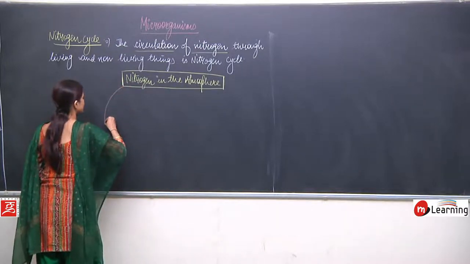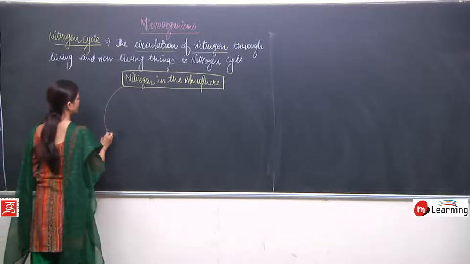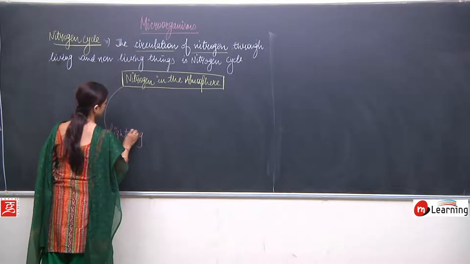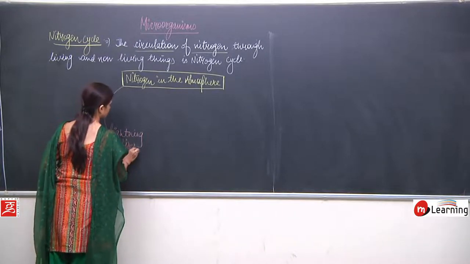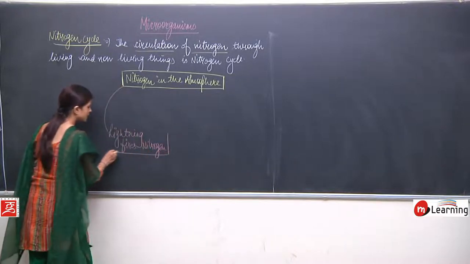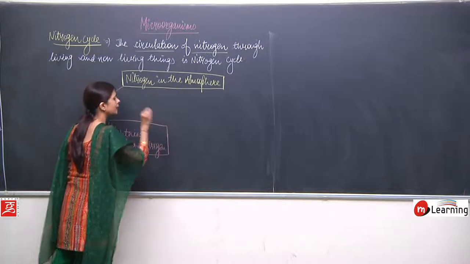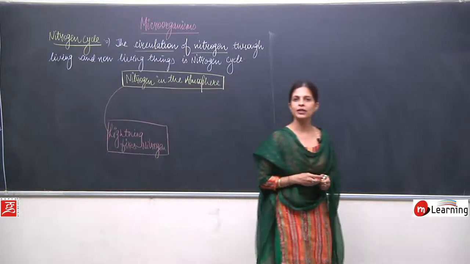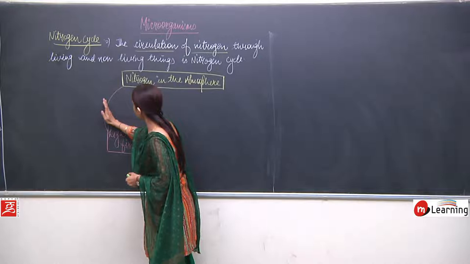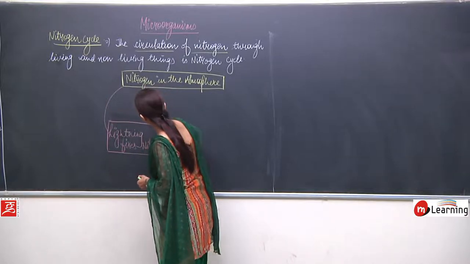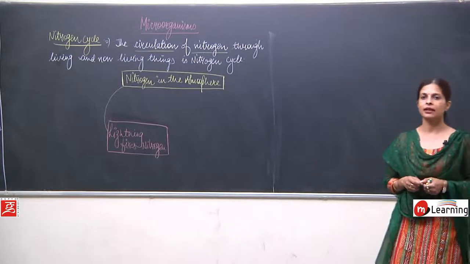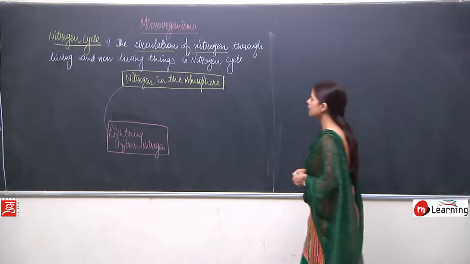The first means we have read is that lightning fixes nitrogen. We have discussed how during lightning the fixation of nitrogen takes place. What did we discuss? We discussed that during lightning the temperature increases. I am talking about the atmosphere.